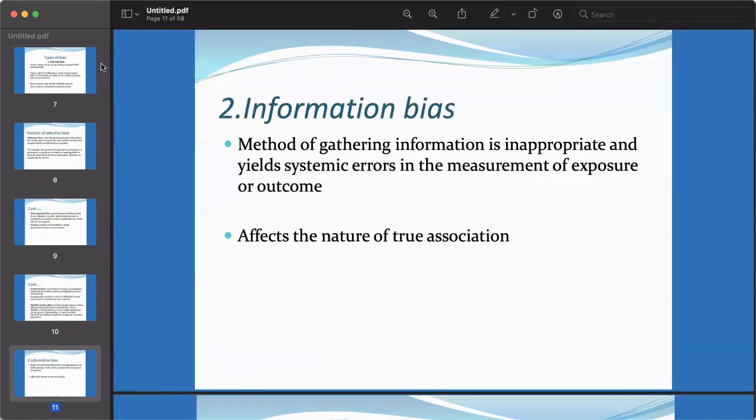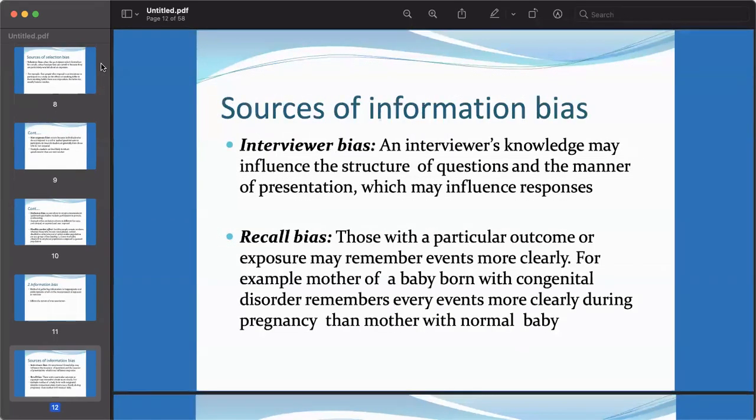Information bias: the method of gathering information is inappropriate and yields systematic errors in the measurement of exposure or outcome, which affects the nature of the true association. Sources of information bias. Interviewer bias: an interviewer's knowledge may influence the structure of questions and the manner of presentation, which may influence responses. Recall bias: those with a particular outcome or exposure may remember events more clearly. For example, the mother of a baby born with a congenital disorder remembers every event during pregnancy more clearly than the mother of a normal baby.